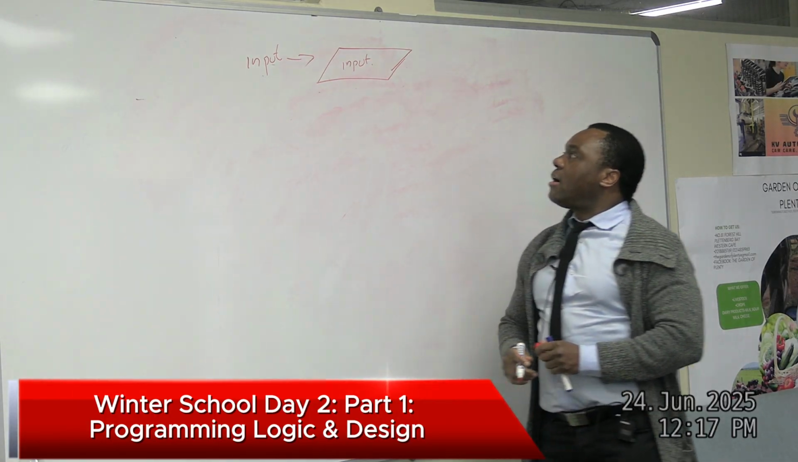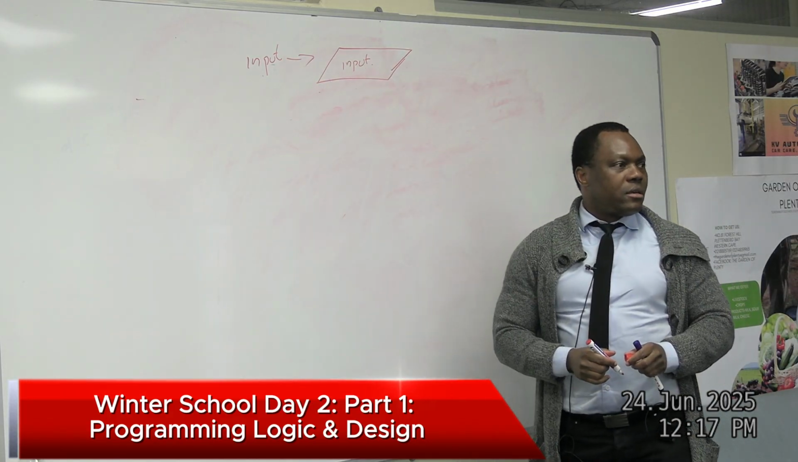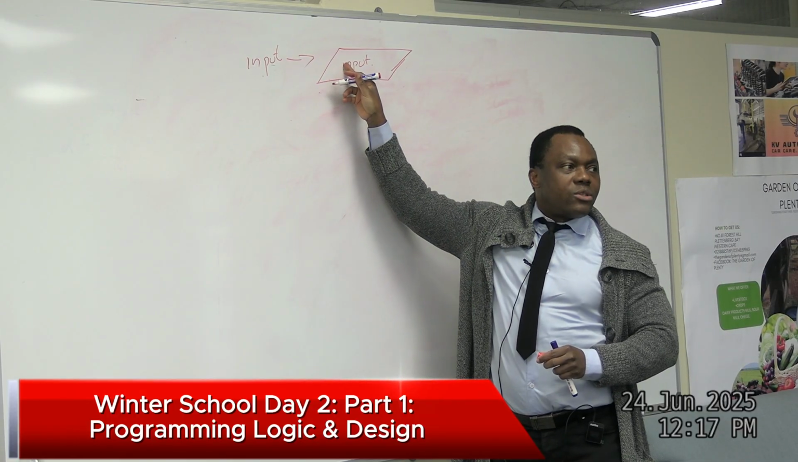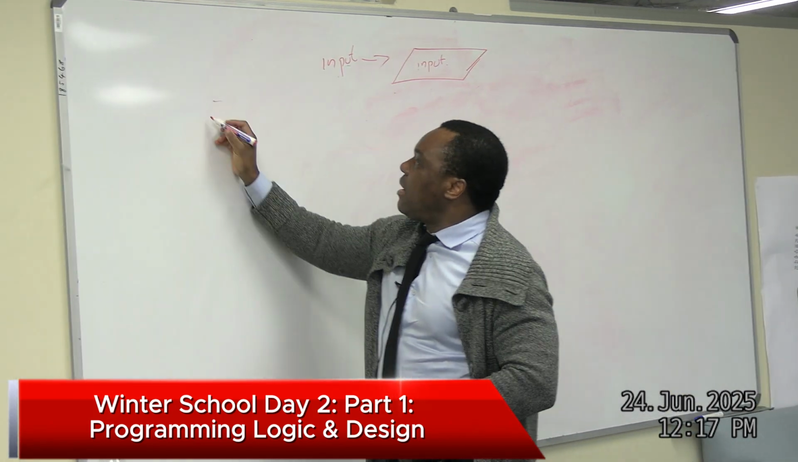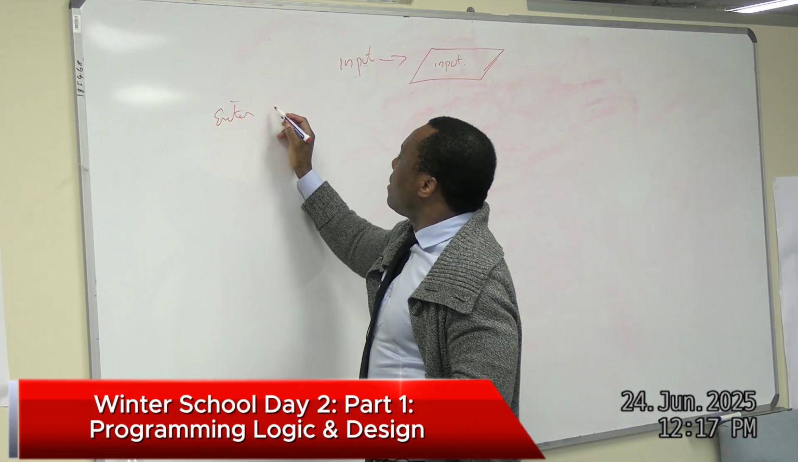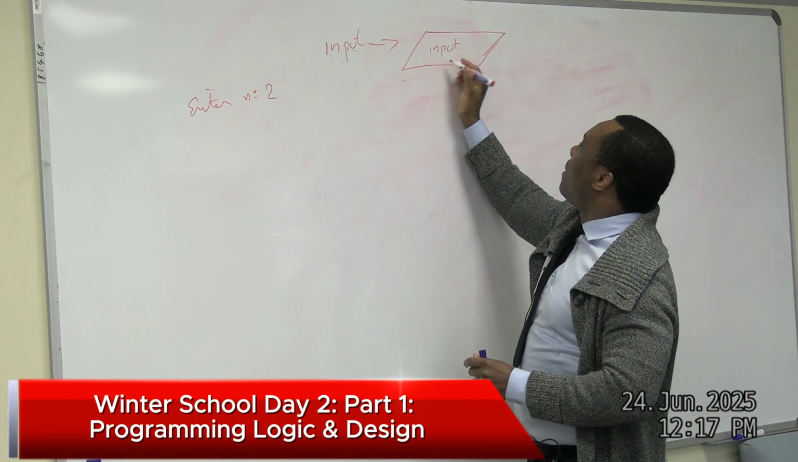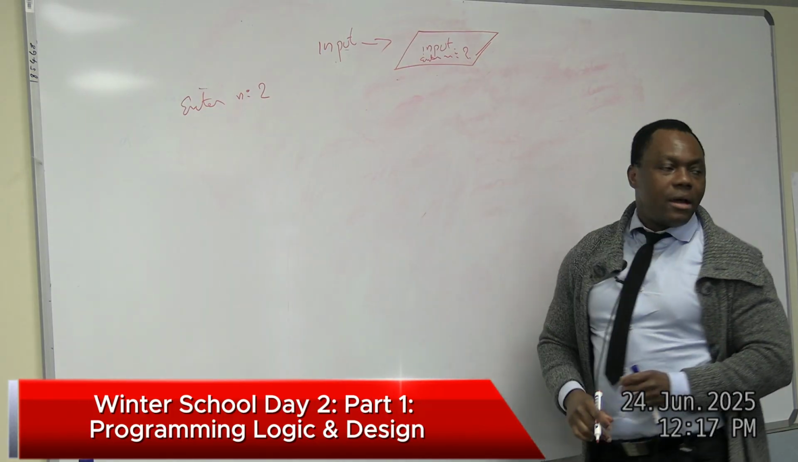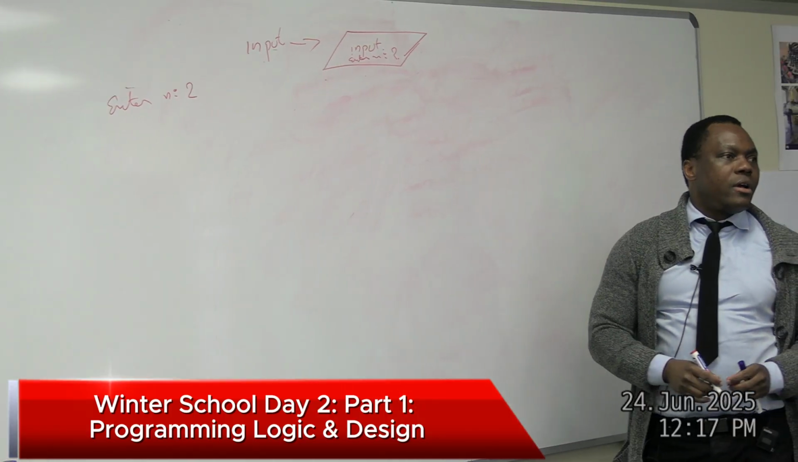When you do your algorithm, you don't have to write the word input here. You have to tell me what the input is, the content of that input. Assume that my input was enter number 2. I will write immediately here, enter number 2. I'll write that. But the design will be that shape of a parallelogram.